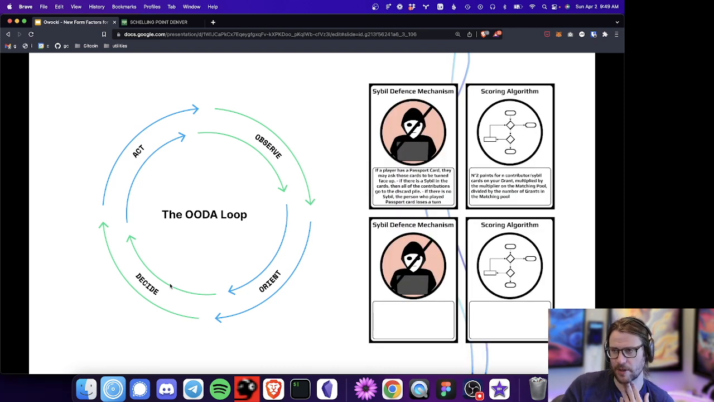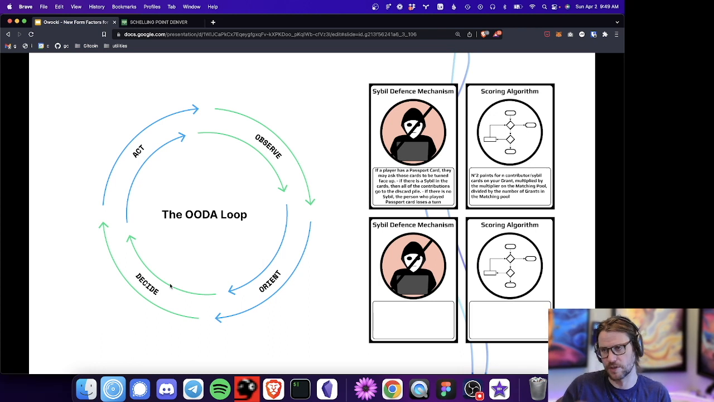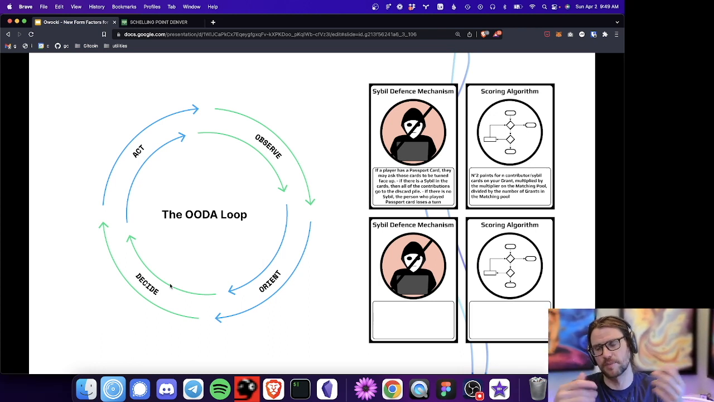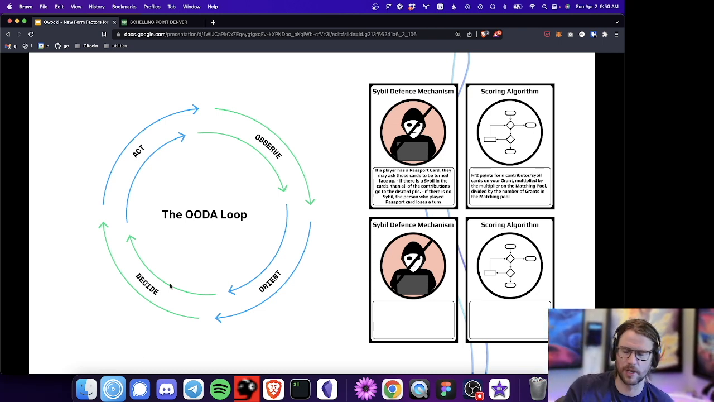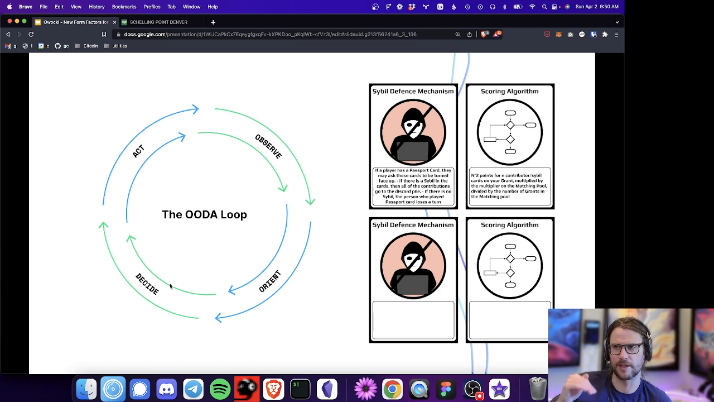So the inside part of the game is actually just playing the quadratic funding game, but the outer loop of the game is designing new Sybil defense mechanisms and scoring mechanisms. So basically, the game comes out of the box with one type of Sybil defense mechanism and one type of scoring algorithm, and players are encouraged to make up their own scoring algorithms and their own Sybil defense mechanisms in order to change the parameters of the game to spin the OODA loop faster of how we design quadratic funding.